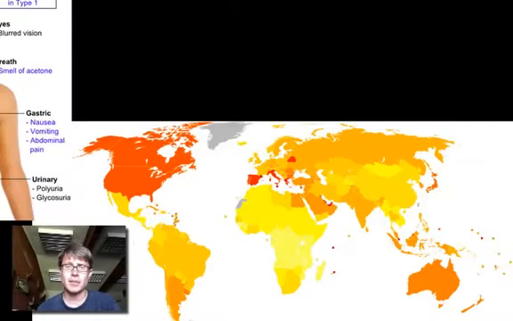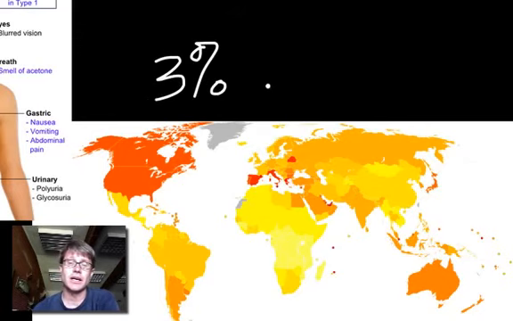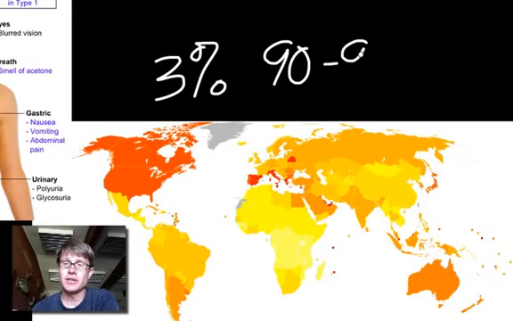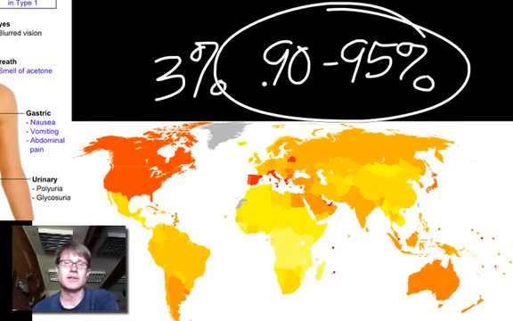Now this is a map of where diabetes is on our planet. About 3% of the people worldwide have diabetes, but about 90 to 95% of that is not a mistake in the beta cells. It's actually tied to our diet, type 2 diabetes. And this is a chronic disease. Once you get diabetes, you have it for the rest of your life.